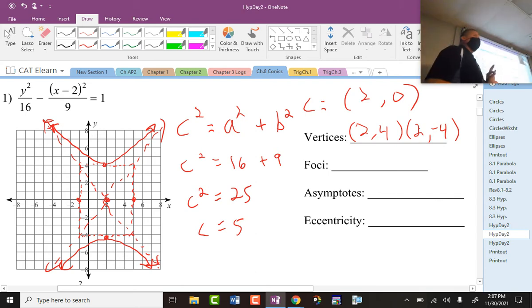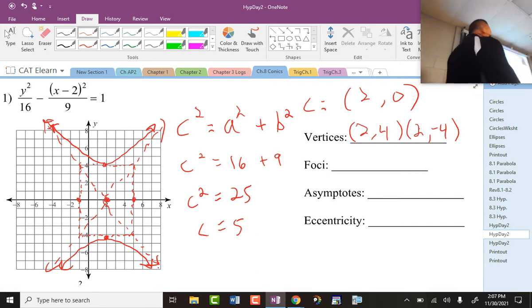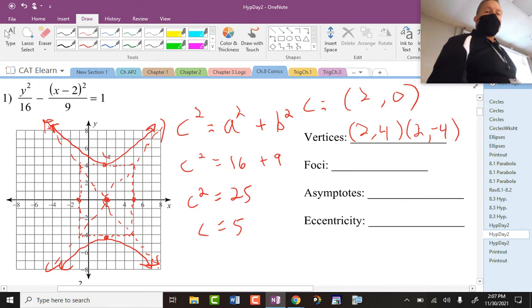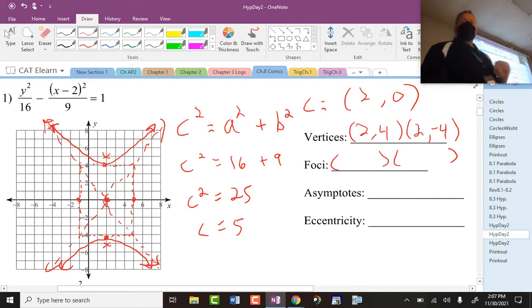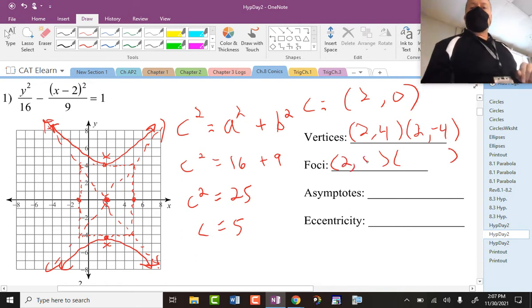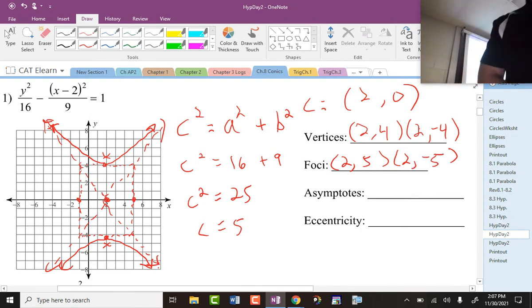Where are they located? Which way do we go for the foci? Right, left, or up, down in this particular question? Up, down. And we actually go up 5 from the center and down 5. So it's really the same difficulty level. What are the foci? 2, 5. And there you go. Piece of cake. And we'll move on to a new student, unless the calculator loves you.